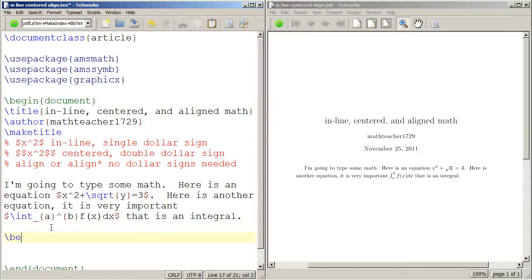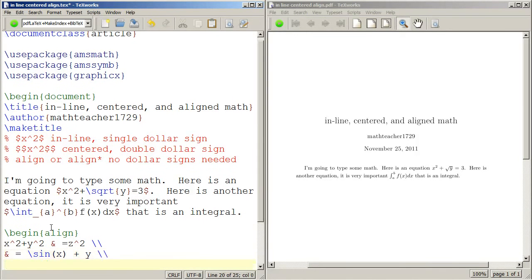Now for the align environment, begin align, end align. So suppose I want to do x squared plus y squared equals z squared. Okay. And I did the align environment in another lesson, so I'm not really going to go too far into the details of what this all means. But I'm just going to make up some stuff. Sine x plus y. I'm, again, completely just making up some arbitrary things. X plus y plus q.